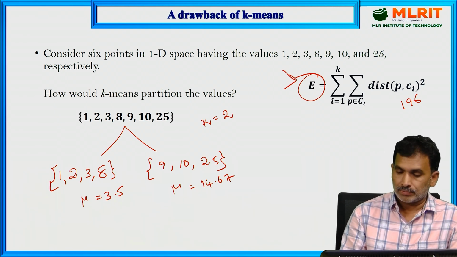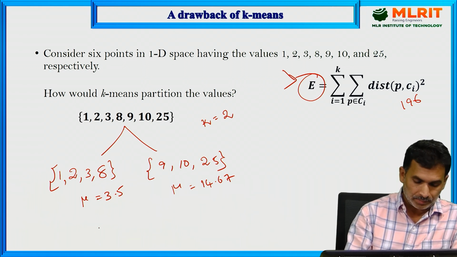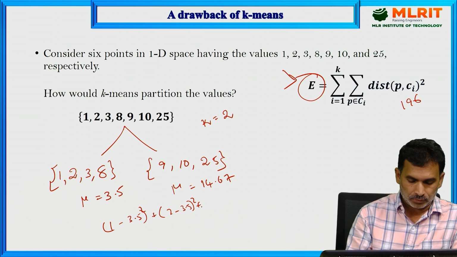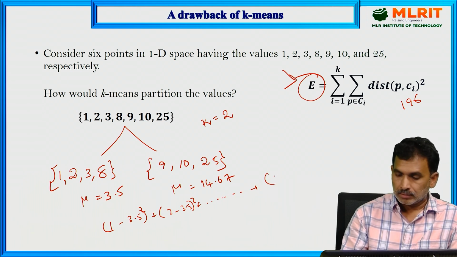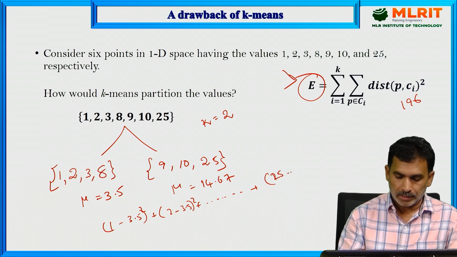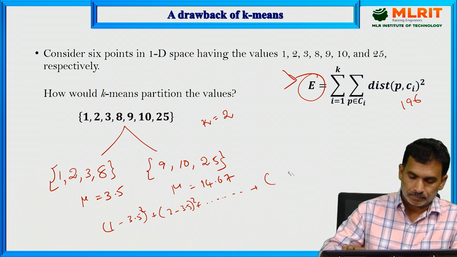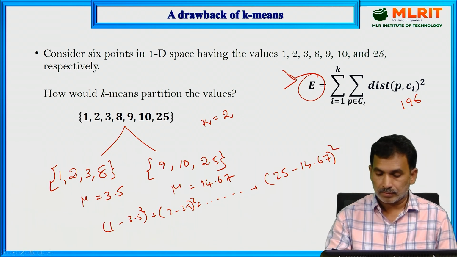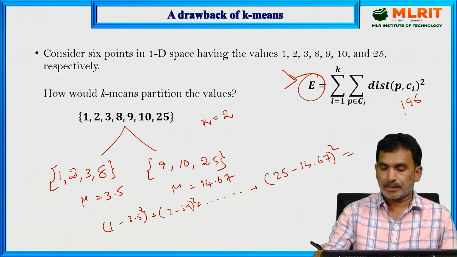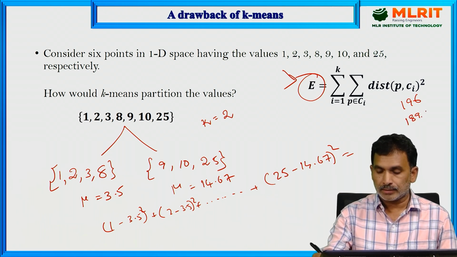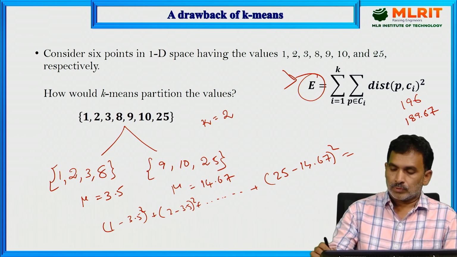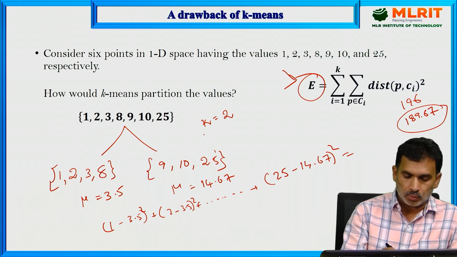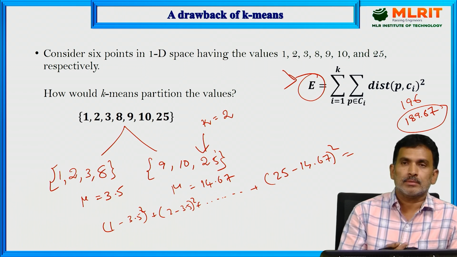So then if you plug these values in to find the error, that means 1 minus 3.5 whole square plus 2 minus 3.5 whole square, and so on, plus 25 minus 14.67 whole square. If you simplify this value, let me write here, it is 189.67, which is the minimum value. So in this case, because of the presence of this outlier, this would be selected as the best one.